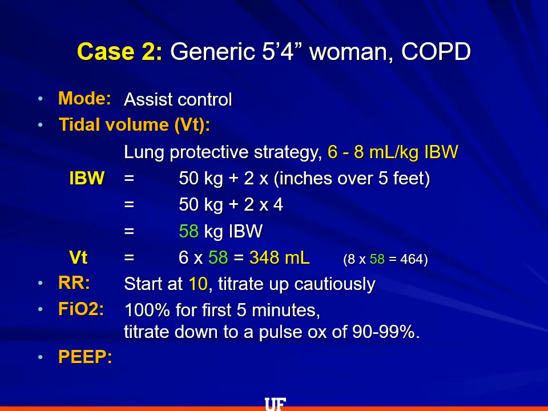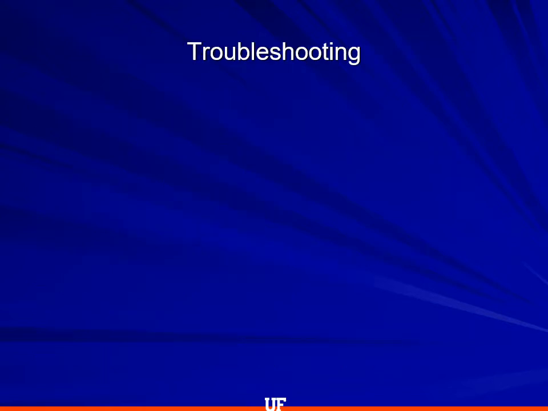FiO2, start at 100%, try to titrate down if you can, and PEEP, again, start at 5, titrate up and down as needed. That's it. So now that you have ventilator settings down, let's get to troubleshooting.